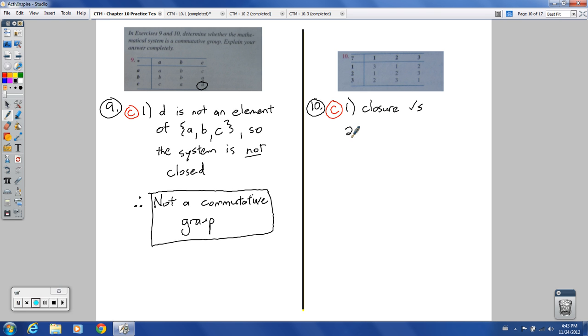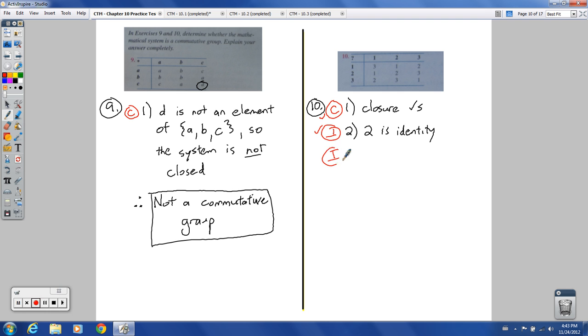So let's check step 2. Is there an identity element? So is there something you can add to get the same thing? Looks like 2 will do that. It gets you the same column here and here, and it looks like adding 2 gets you the same row as what you started with. So 2 is the identity. So I can say that the identity element checks.